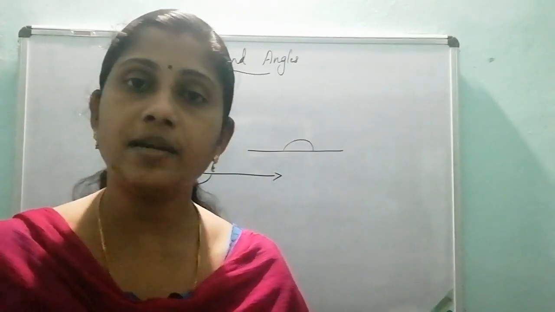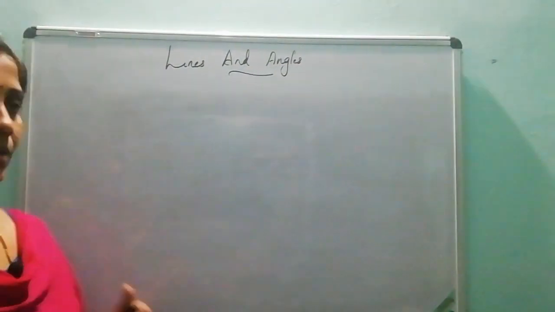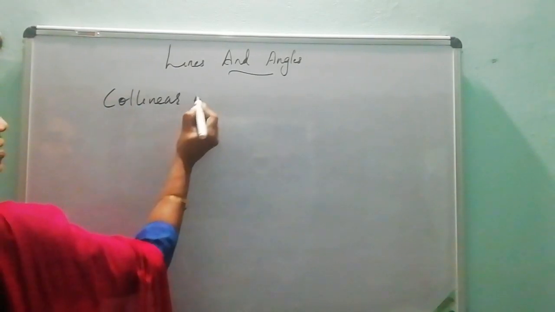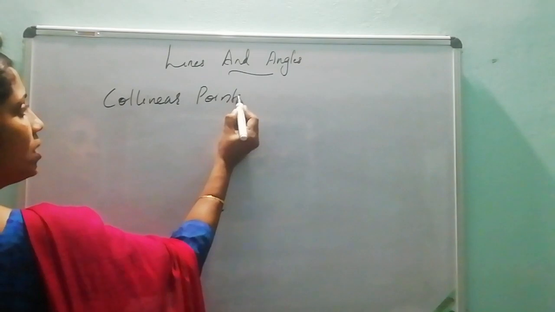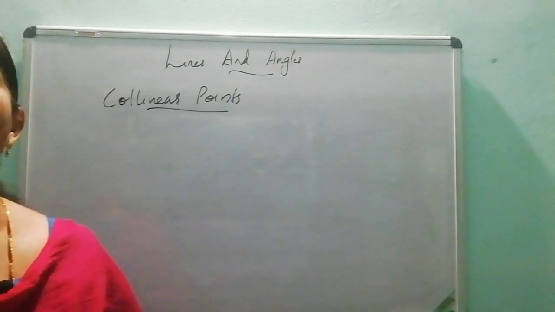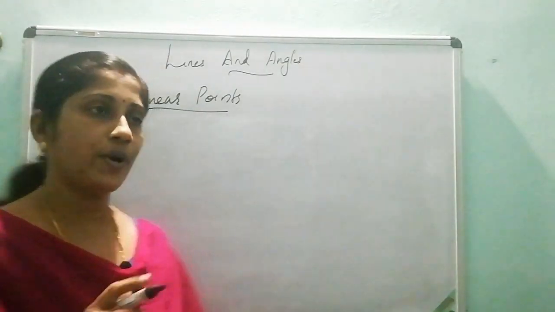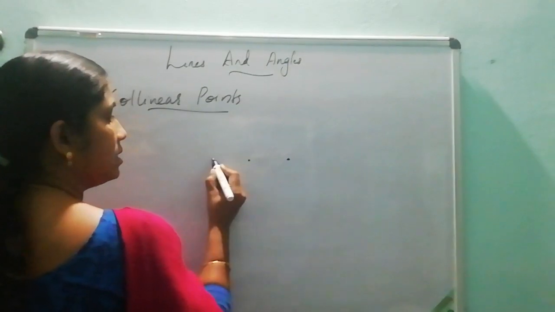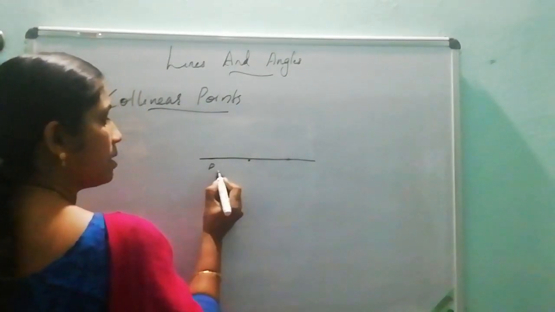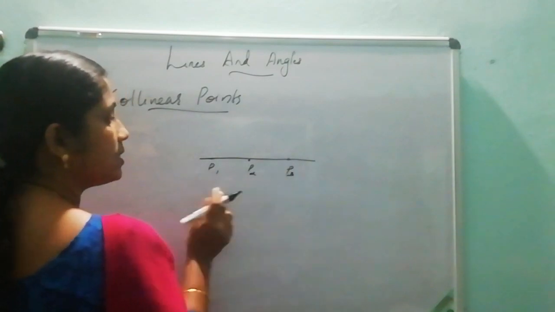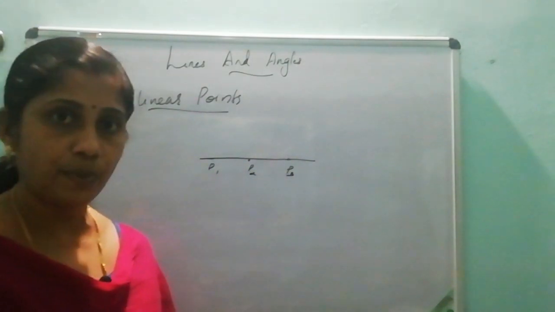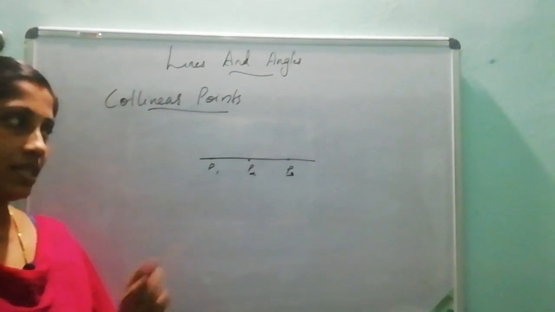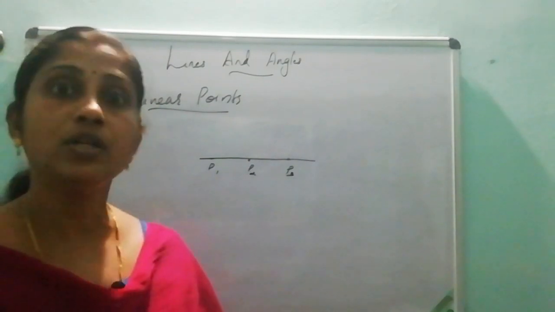Then collinear points, we can look what is a collinear point. Collinear points means if three or more points lie on a line, and the points are P1, P2, P3, then these P1, P2, P3 are called collinear points. If they are not on a line, then they are called non-collinear points.